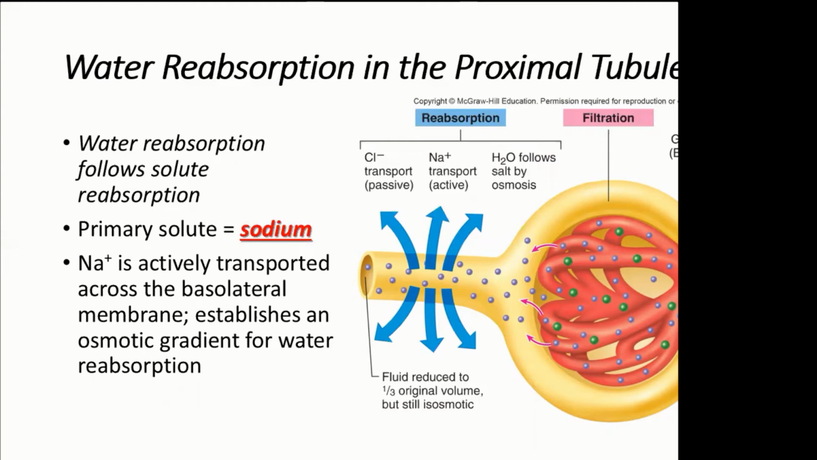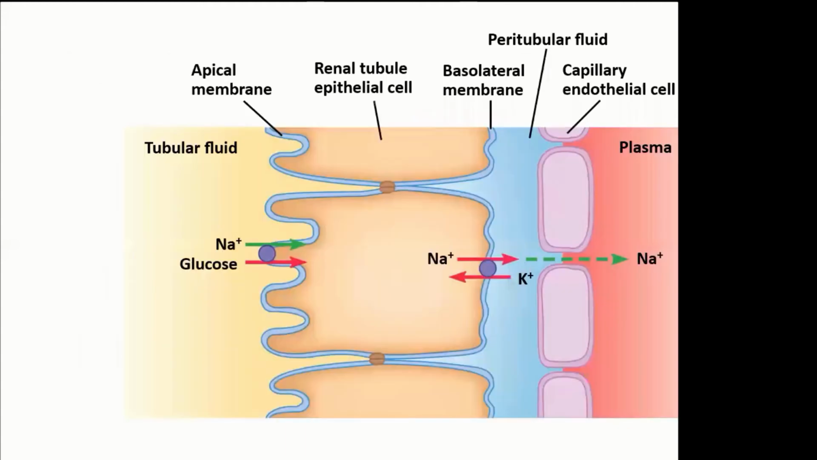So sodium is actively transported across the basolateral membrane. The basolateral membrane is the one facing the blood. And this is going to establish an osmotic gradient for the reabsorption of water. We looked at that before in the proximal tubule. I'm going to look at it again right here. Last time we saw this image, I think we were talking about glucose. So we're just going to focus in on the water part right now.